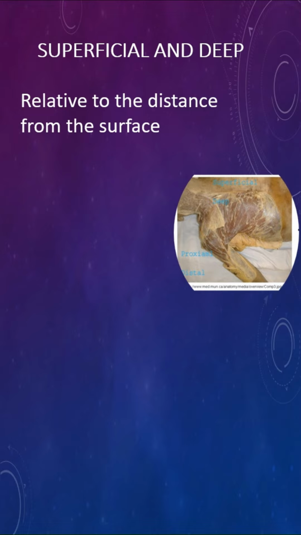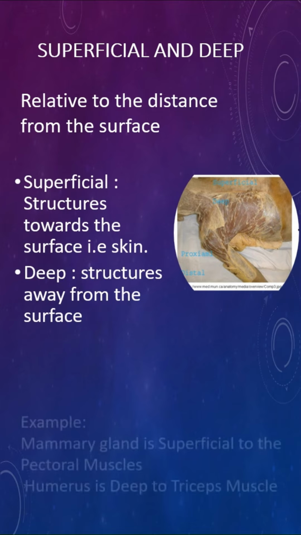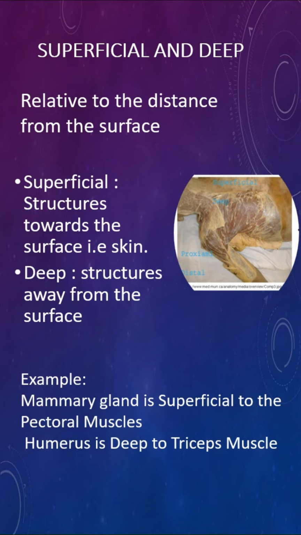Superficial and deep terms are relative to the distance from the surface. Superficial structures are towards the surface, that is the skin. Deep structures are away from the surface.